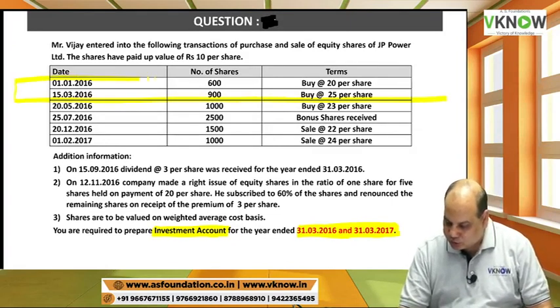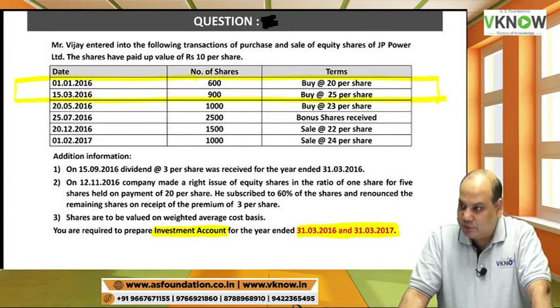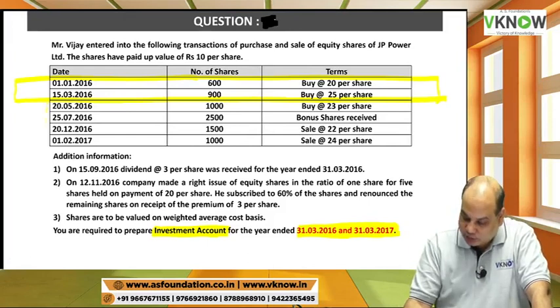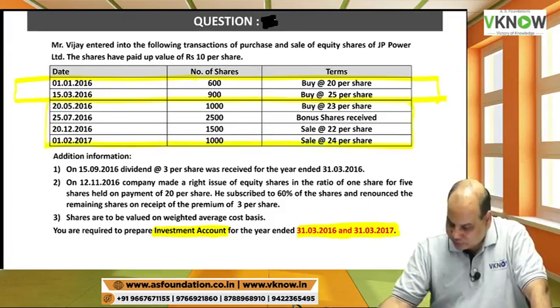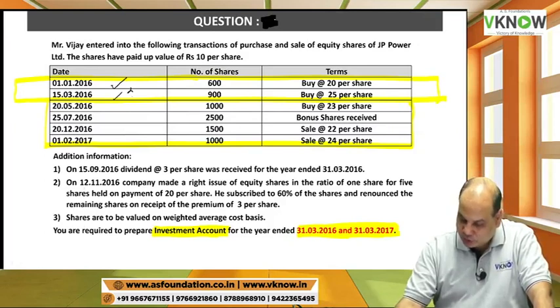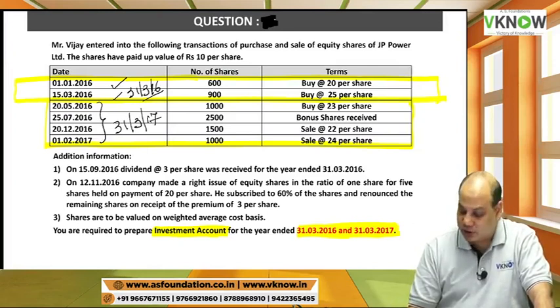these first two transactions will take place in the first financial year, that is 15-16, and the remaining transactions will take place in the second financial year, that is 16-17. Is it right? So these two entries will come for the year ended 31st March 16. These entries will come in the year ended 31st March 17.